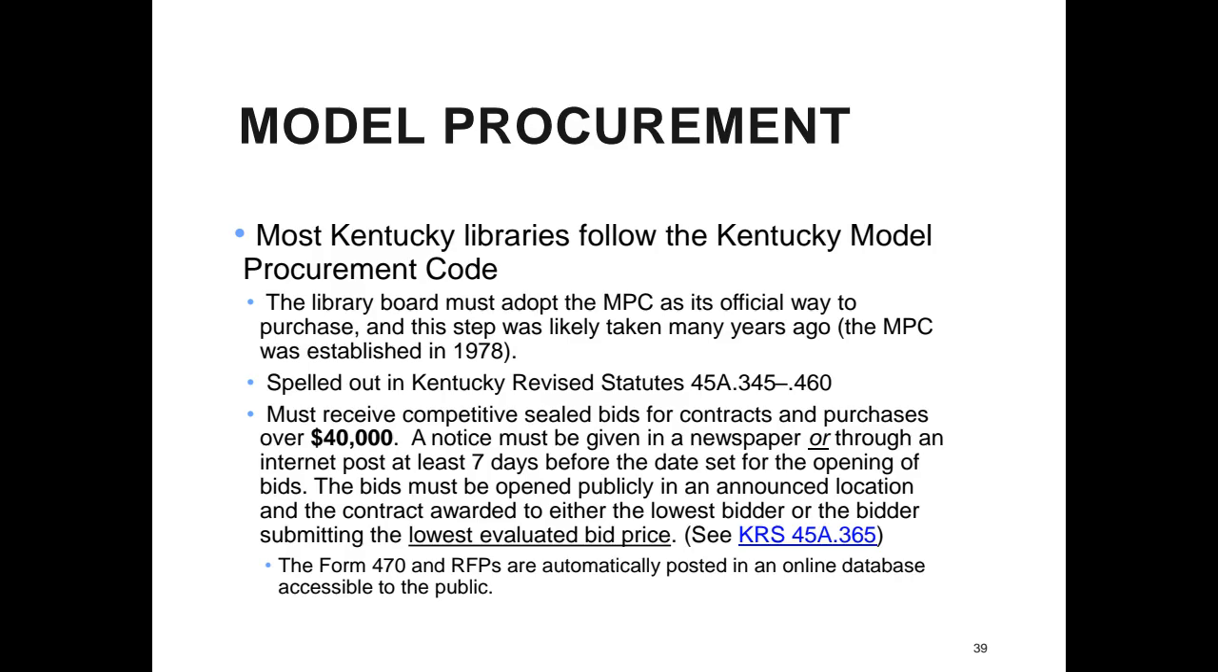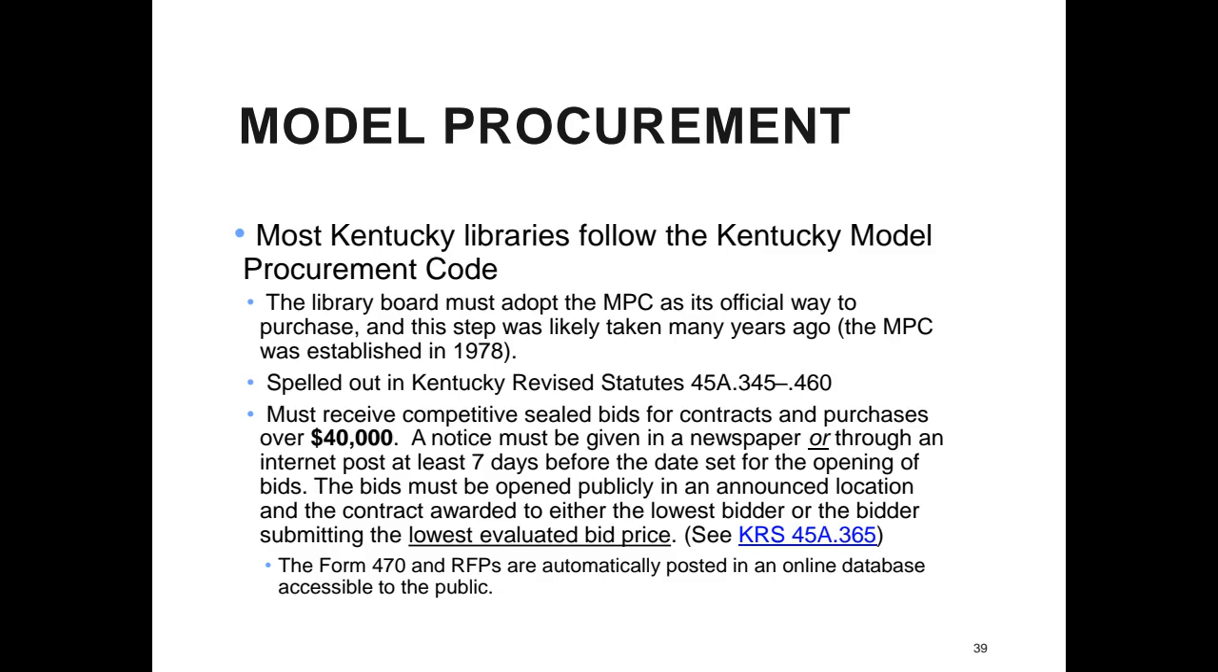So the big thing that you need to keep in mind with this is that if you're going out to bid and it looks like the contract for services may potentially exceed $40,000, you're going to need to go through competitive sealed bidding. That is where, to make sure that it's a really fair process, you're not opening bids as they come in. You are holding on to them and opening them during a pre-announced public bid opening.